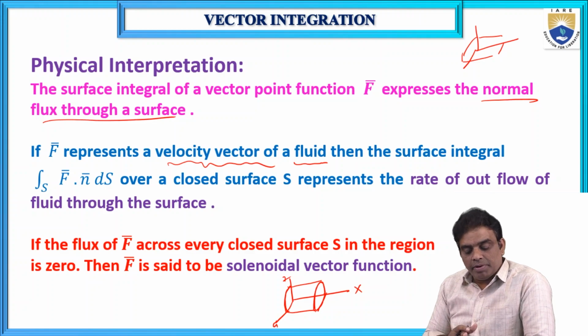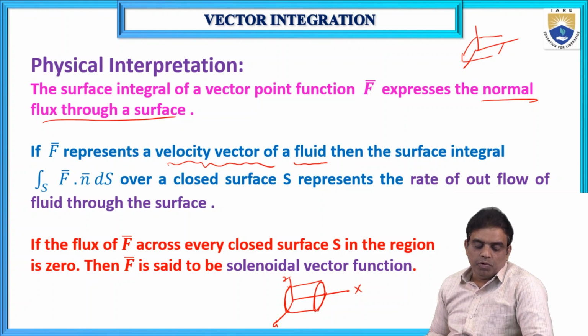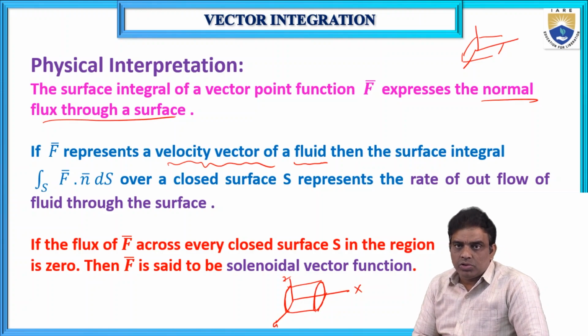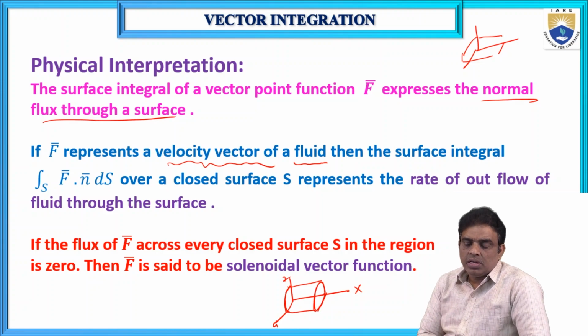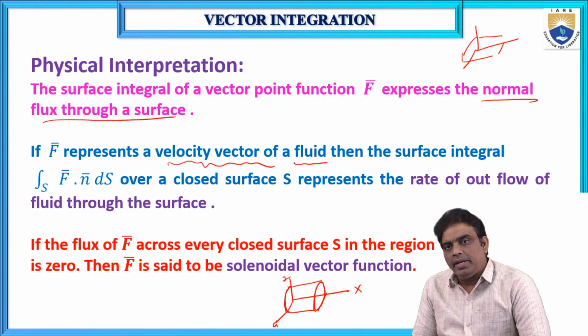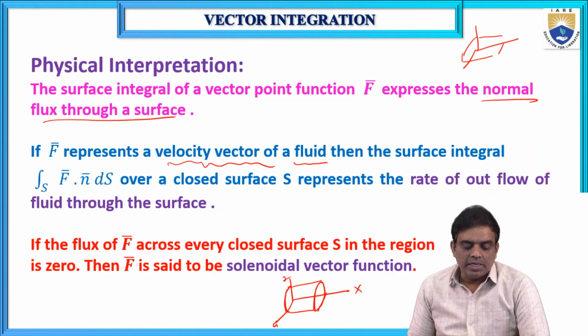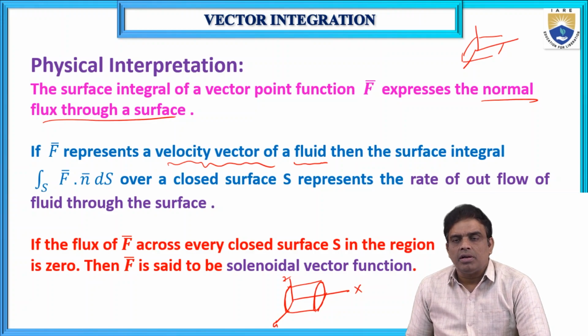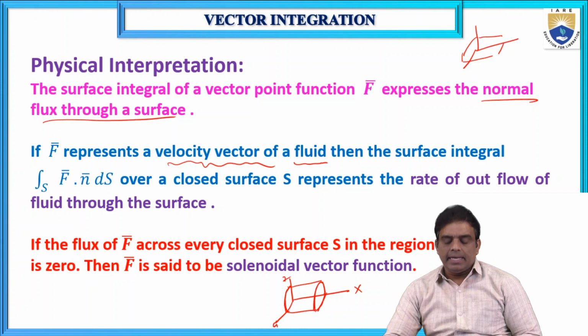Suppose f bar represents a velocity vector, then it is the rate of outflow of fluid through the surface. If it is 0 on every closed surface S in the region, then the vector point function is said to be a solenoidal vector point function. So that is the physical interpretation of the surface integral.